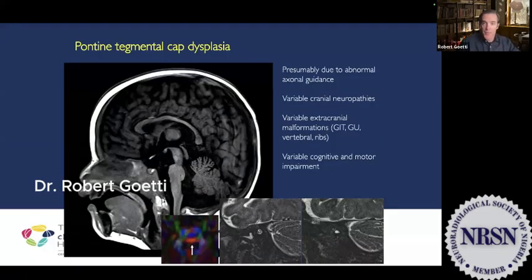This is also presumably due to abnormal axonal guidance, similar to HGPPS. And these patients will also have variable cranial neuropathies and extracranial malformations. We have not identified the gene that causes this disorder yet.